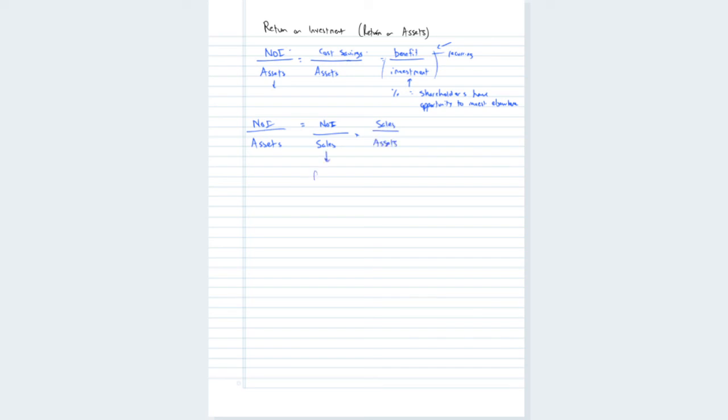So we can look at our profit margin. Are our sales profitable? And then multiply that by our asset turnover. And these should be some ratios you've seen already a few times. And so if you do the math, of course, our sales will cancel, and all that you have left is net operating income over assets.